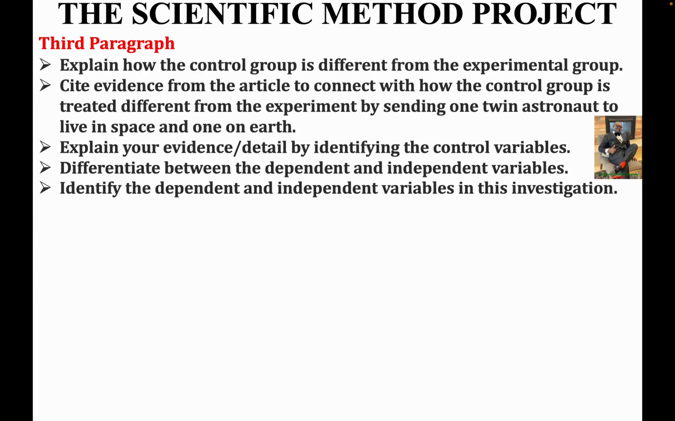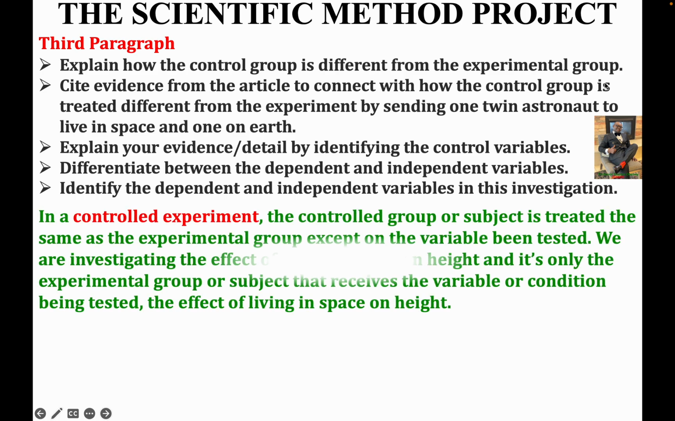Now we move on to paragraph 3. Paragraph 3, first bullet point, it says, explain how the control group is different from the experimental group. When we talk about the control group, it is a group that does not receive what you are testing. The experimental group is the group that receives the variable you are testing. Okay? And in a controlled experiment, the control group or subject is treated the same as the experimental group, except on the variable that is being tested.